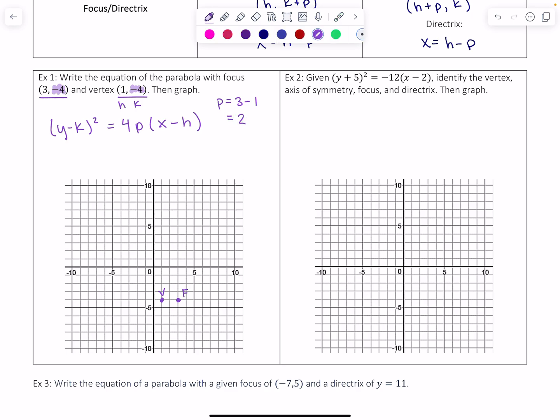Okay, so the other thing here is, of course, our p-value is positive, meaning that we're opening left, but we can also see that from our graph because our focus is going to be inside our parabola. So our parabola is going to be going like this. All right, let's go ahead and write our equation.